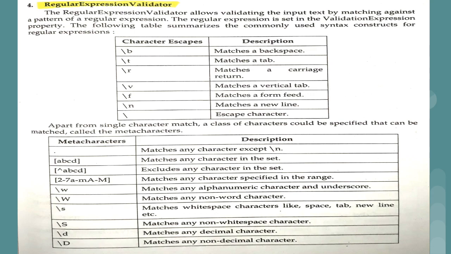After that we should have the dot operator. After dot we have different domains like com, dot in, and so on. So in that format only we should have the email address. So this is the format of an email id. Whenever we want the user to enter the email id in a specific format, for that purpose we make use of the regular expression validator.